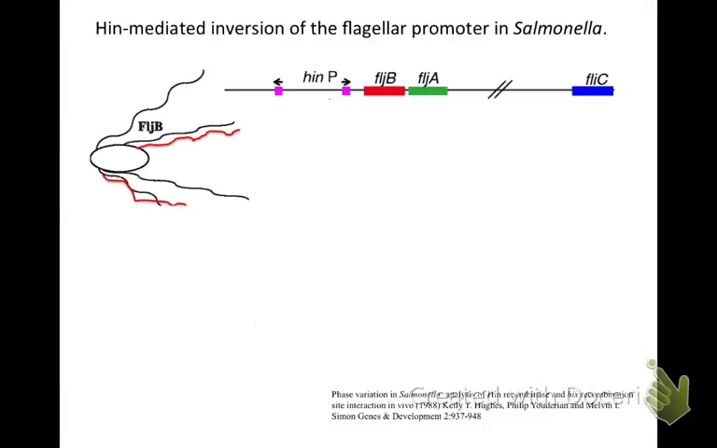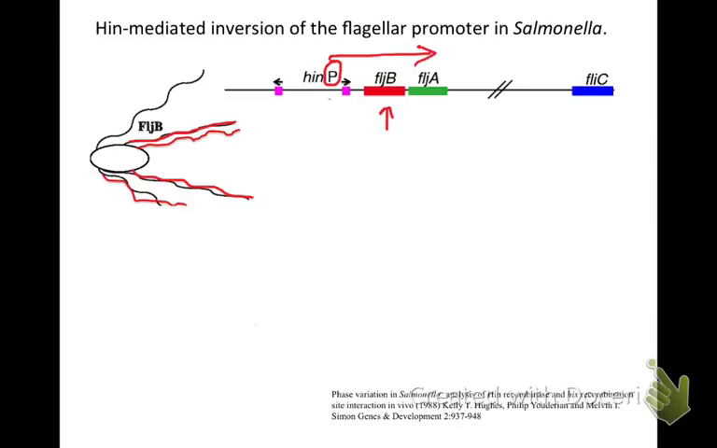Let's look at the mechanism of Hin-mediated inversion of the flagellar promoter in Salmonella and see where that takes us. Most of the time, if you isolate flagella, you see that the cells are making a type of protein that makes up flagella called FljB. So they're all red. And here's the FljB gene, and this is being transcribed and translated because here is our promoter and it's facing in this direction.